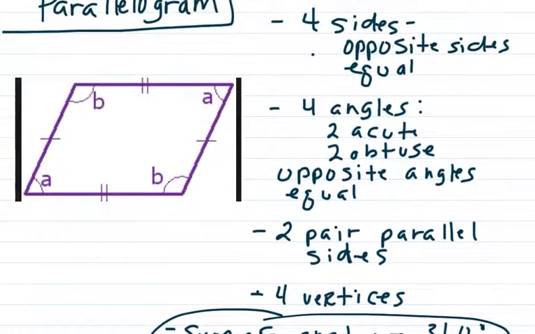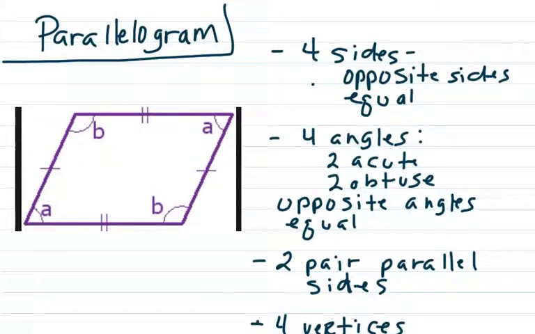So our first quadrilateral is a parallelogram. It has four sides. The opposite sides are equal to each other. So here, this side and this side are equal, and this side is also, they're equal to each other. So the opposite sides are equal. You have four angles, two acute and two obtuse. Your acute angles I'm marking in red, and your obtuse angles I'm marking here in blue.